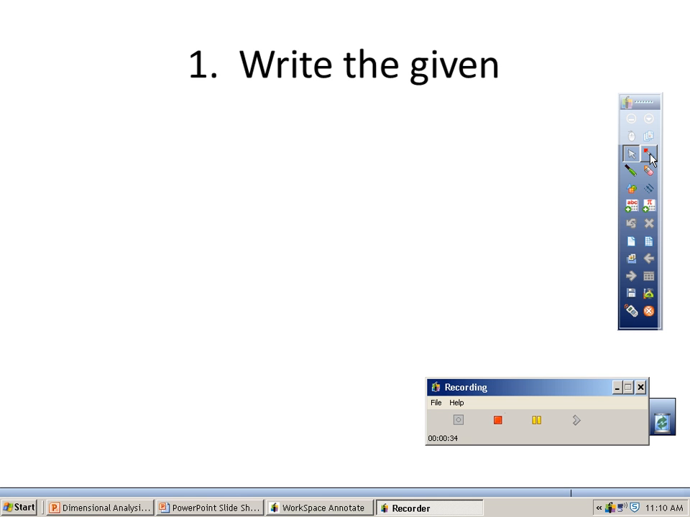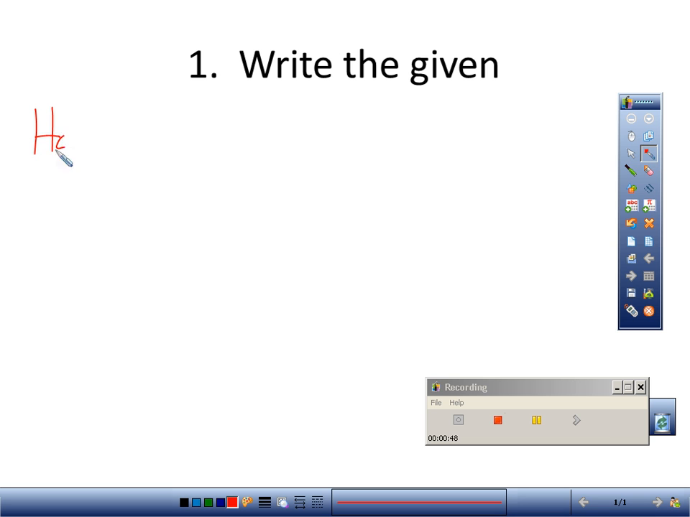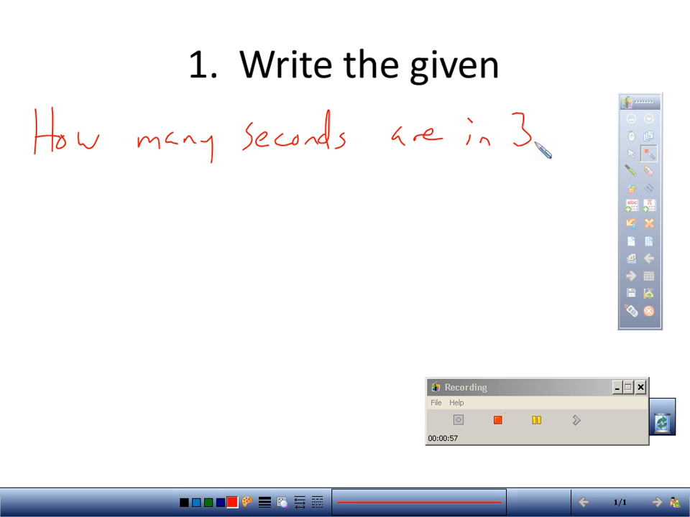And of course, anytime you need to pause this, you can hit pause. Alright, so my first rule is I need to write the given. Actually, my first thing I need to do is write the problem. So my example problem here is, let's say, okay, so this is a conversion problem. I have 3 days and I want to convert it to seconds.